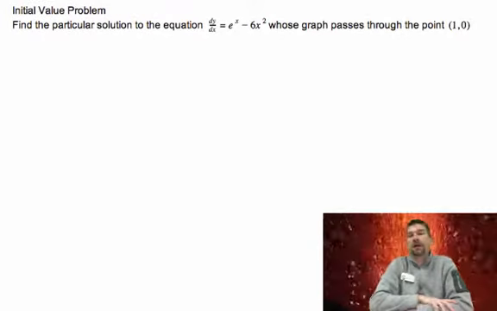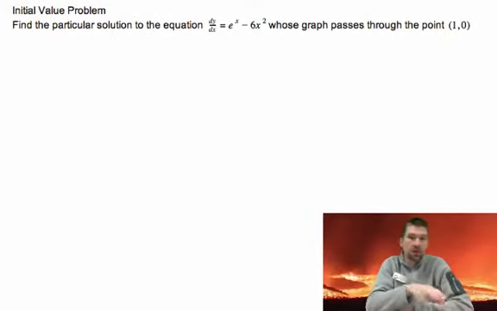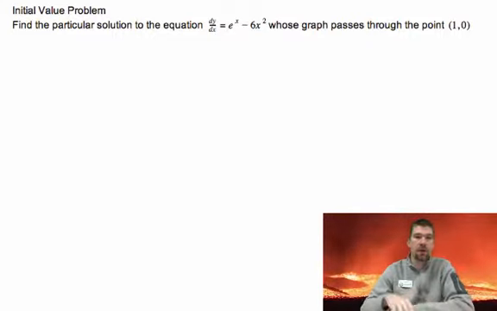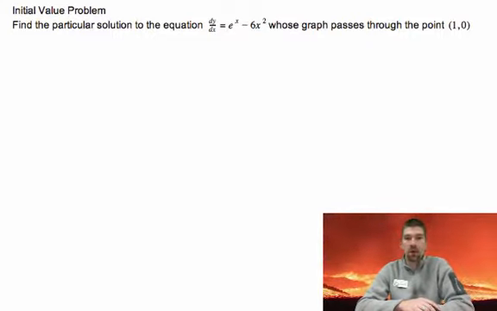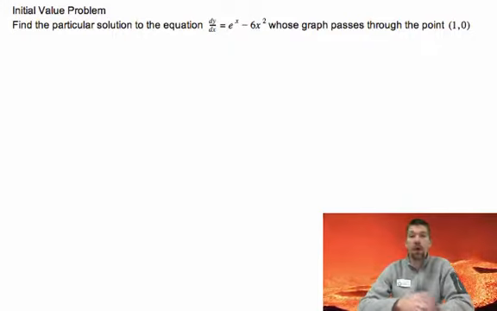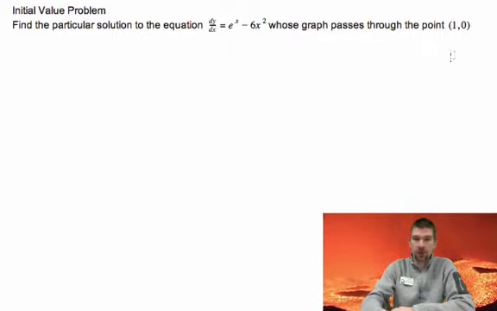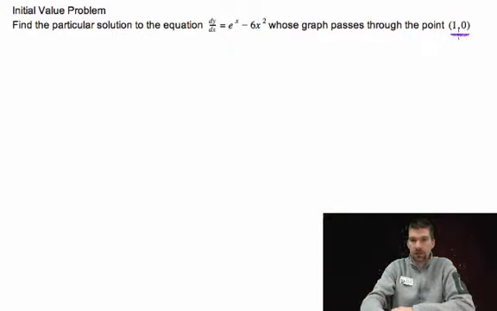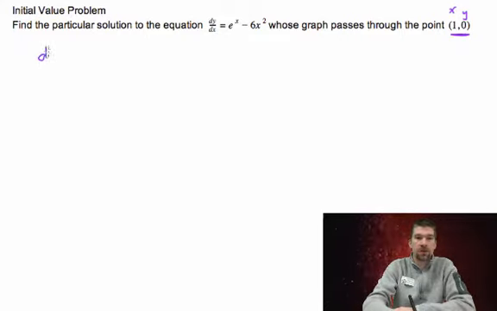All right, so here we've got an initial value problem, and this is super similar to the one that we just solved. It says find the particular solution to the equation dy/dx equals e to the x minus 6x squared, whose graph passes through the point (1, 0). Well, now what? We want the original equation that goes through this specific point. Anytime we're given a point, we're given a value for x and y, and it's very important to remember that. So let's take a look at this differential equation that we've been given.